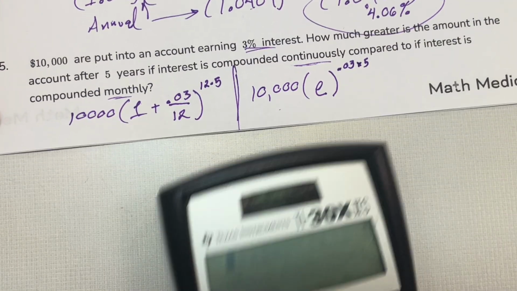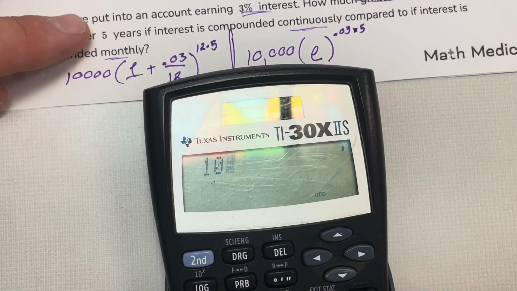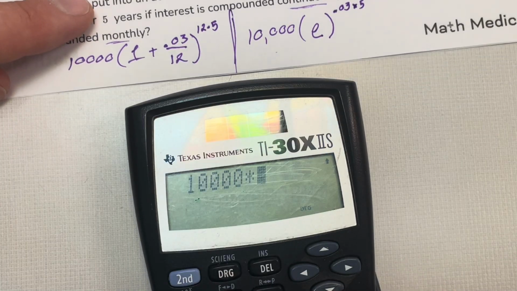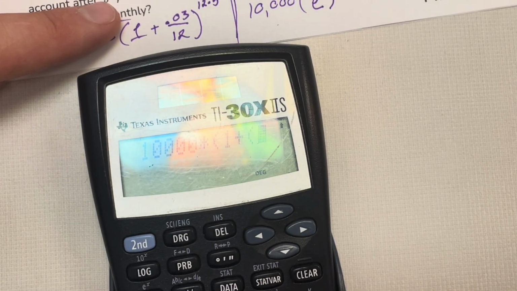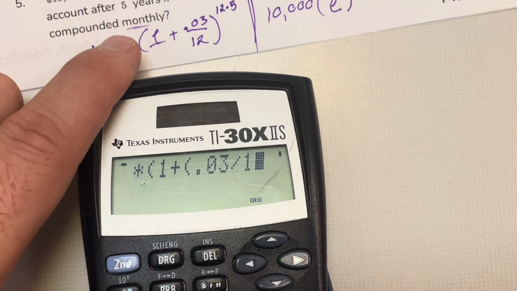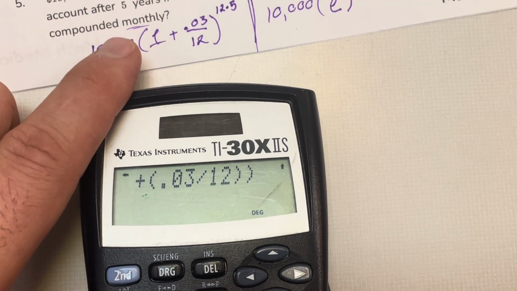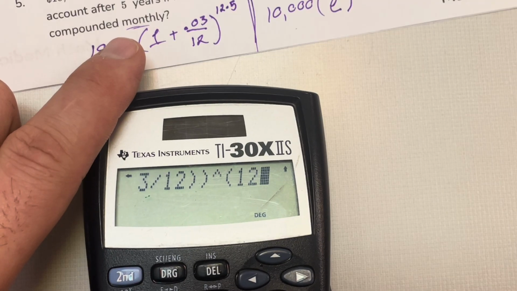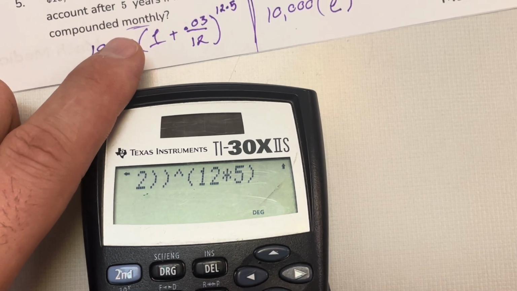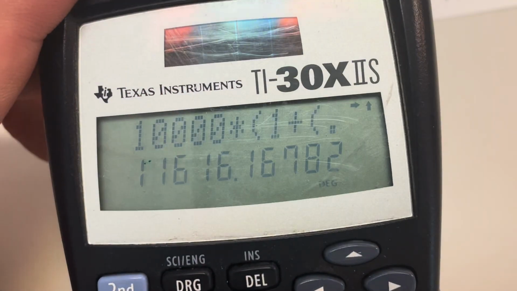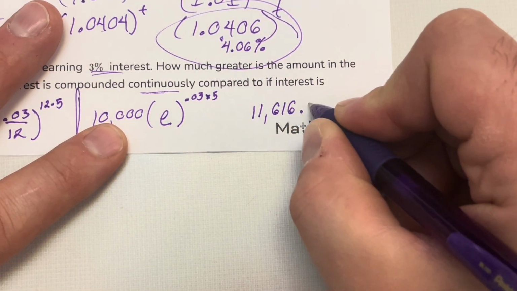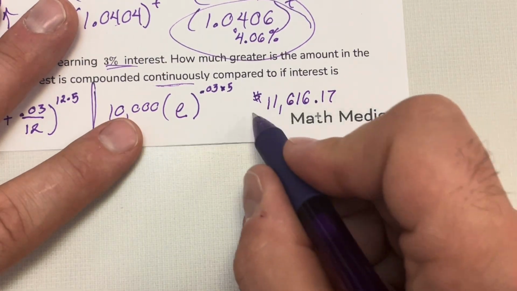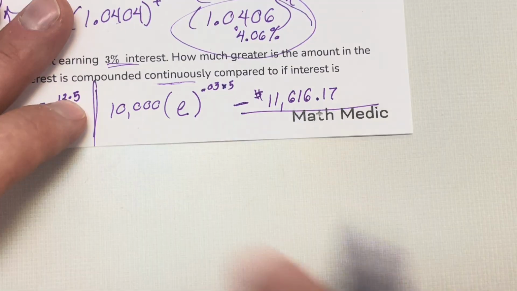Okay, calculator work. We have to make sure we have order of operations. We're going to have $10,000 times this whole thing, 1 plus, in parentheses, 0.03 divided by 12. Close the parentheses twice to lock all that in. Raise it to the power of parentheses 12 times 5. I already know that's 60, but I'm just going to put the whole thing in. And $10,000 turns into $11,616.17. I'm going to round that to the penny.